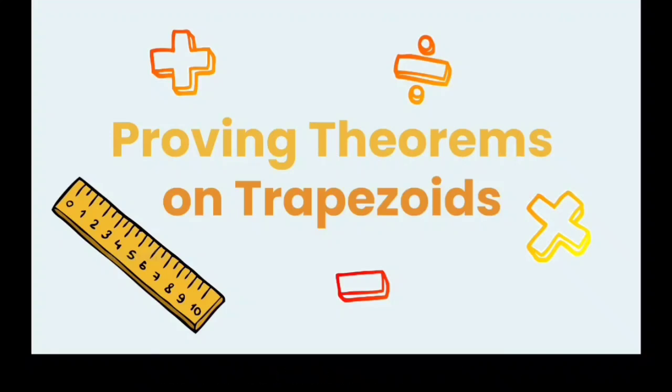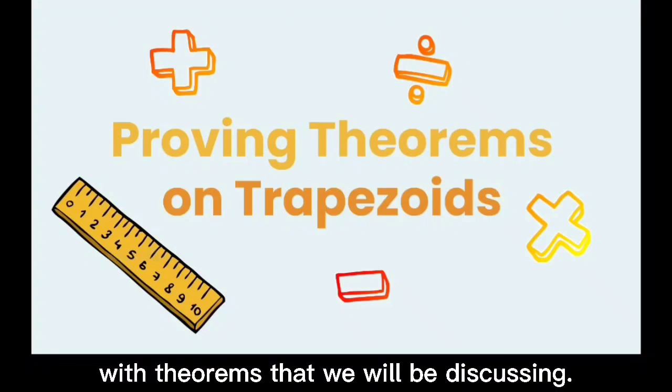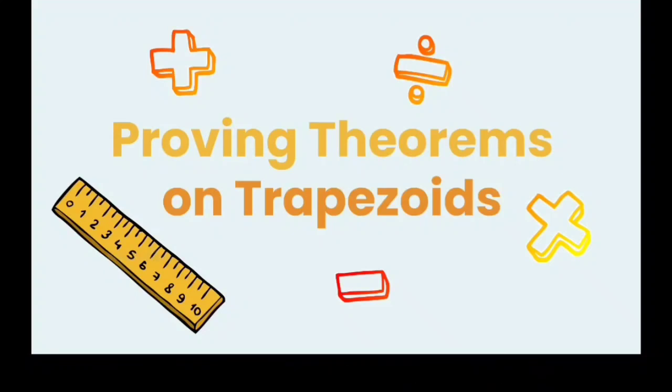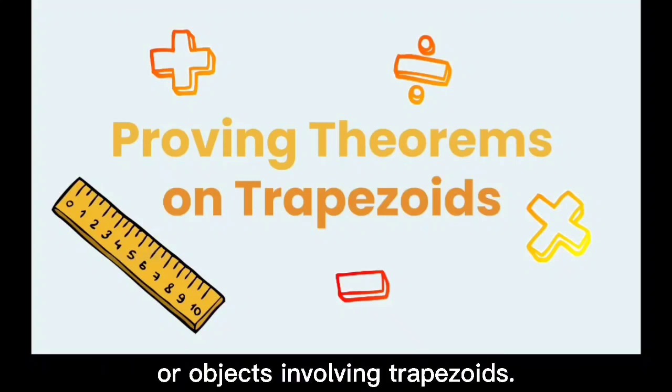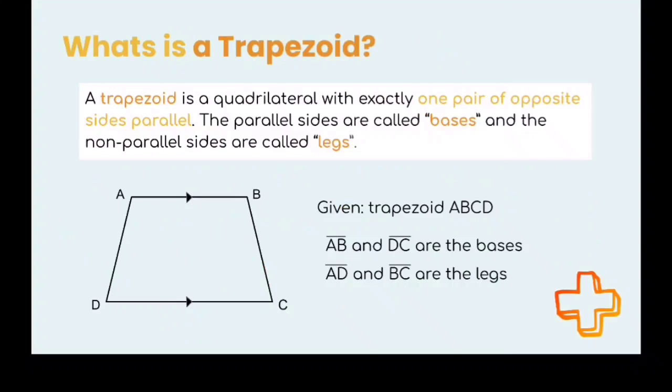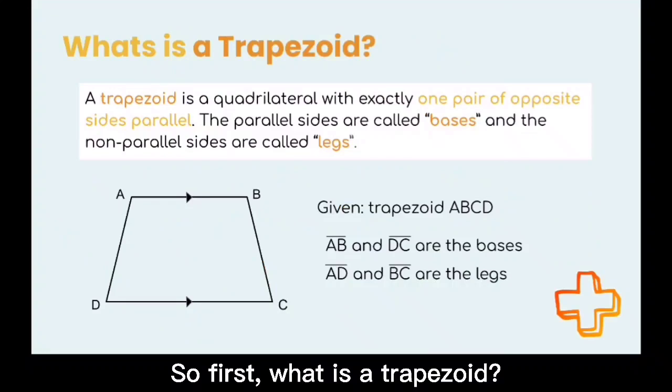In this lesson, we will be stating the properties of an isosceles trapezoid with theorems that we will be discussing. We will also talk about real-life situations or objects involving trapezoids. So first, what is a trapezoid?